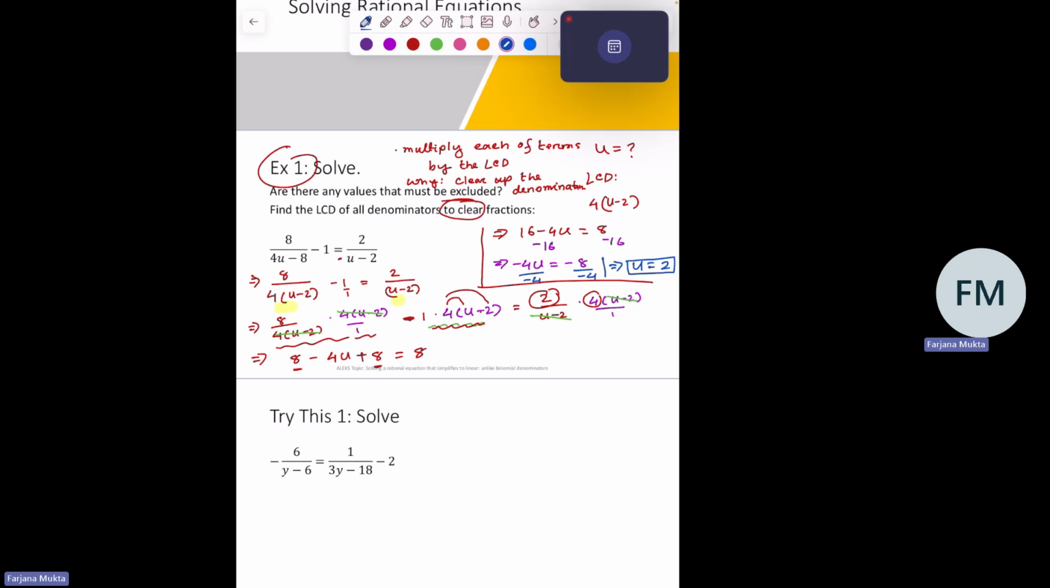Now let's go ahead and check any restriction. What does it mean by checking the restriction? Since you are dealing with rationals, there's always the chance to be undefined, right? Now, from our original problem, we'll check all our denominators.